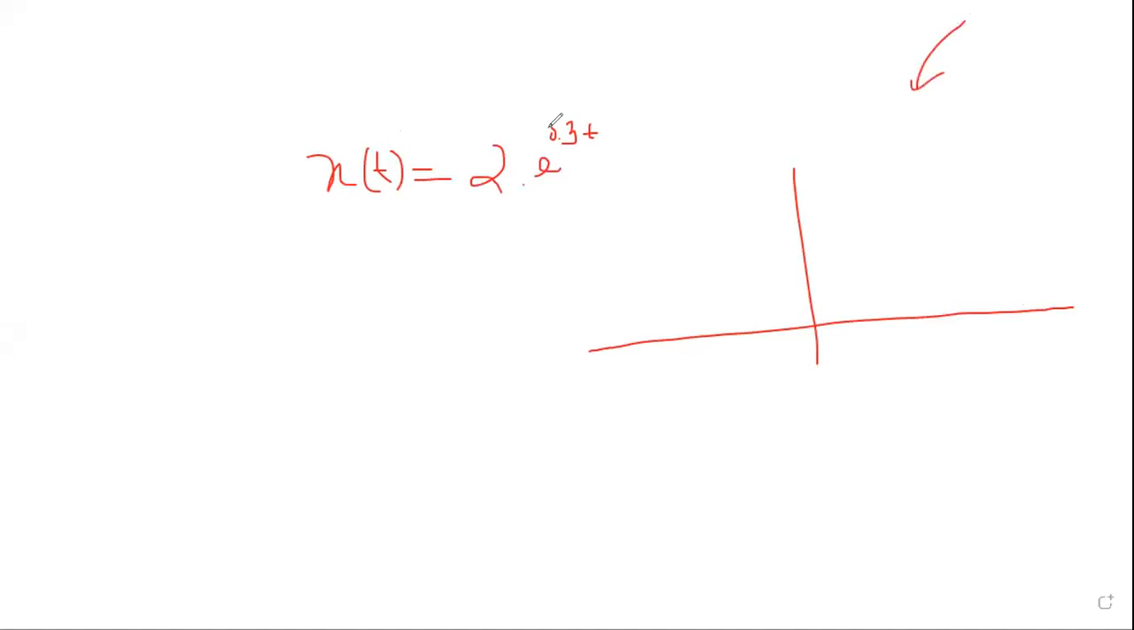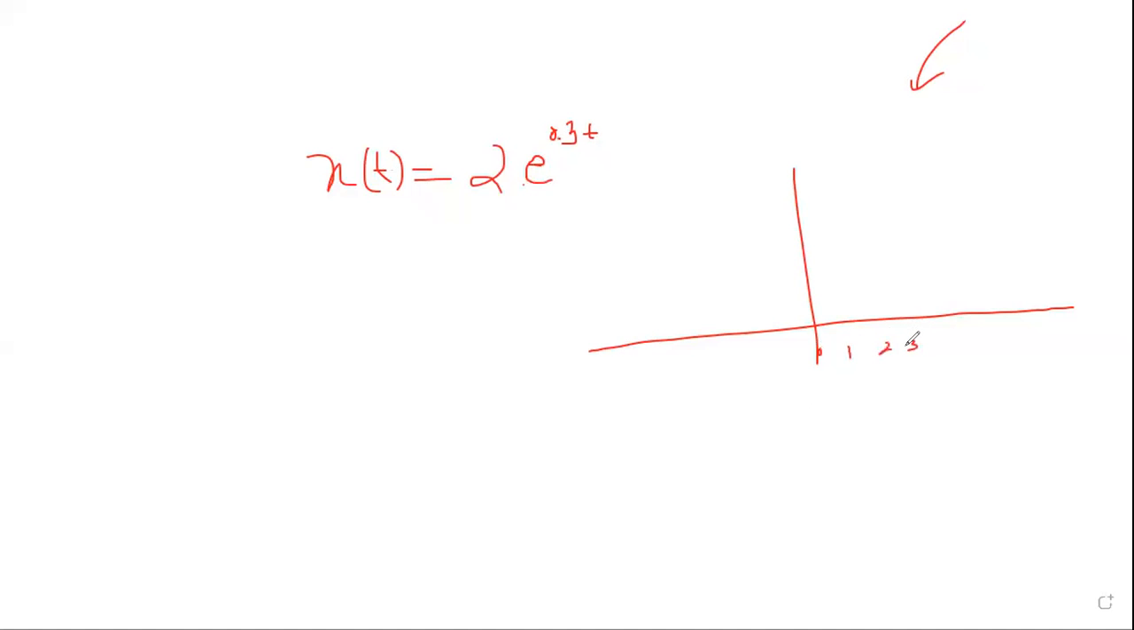If at all I substitute t equal to 0, okay, poor handwriting, this is e to the power 0.3 t. So how do we calculate this? We will go on substituting t equal to 0, 0.1, 0.2, 0.3, 1, 2, 3, and so on.